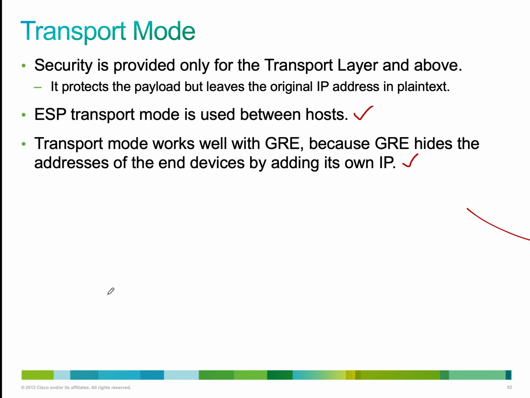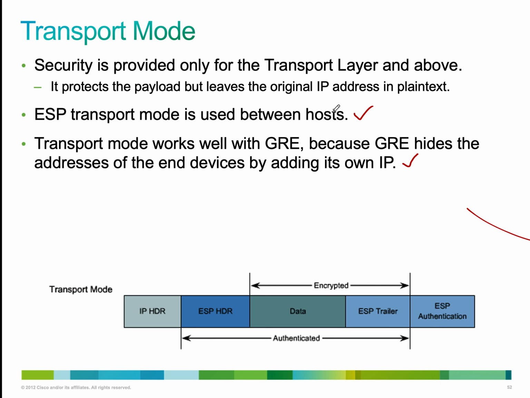Now let's take a look at the differences between the transport mode and the tunnel mode. In transport mode, security is provided only for the transport layer and above. Below it, no security. So it protects the payload but leaves the original IP address in plaintext. This makes it vulnerable. ESP transport mode is used between hosts. It works well with GRE because GRE hides the addresses of the end devices by adding its own IP header.